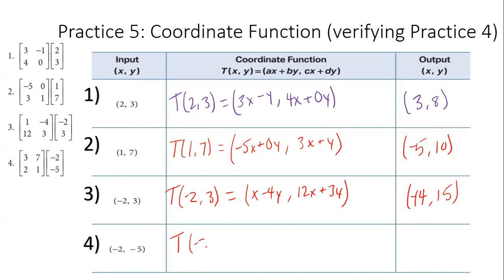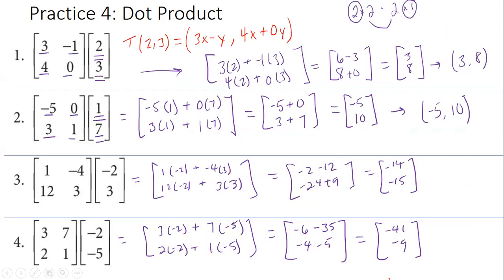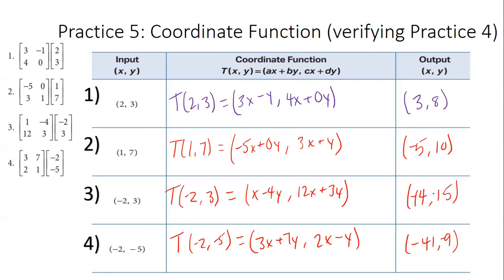Last one, T(-2, -5) equals. And again, we're on 4. So you should have 3x plus 7y, and then 2x minus y. How do we do? And what's its output? Negative 41, comma. Oh, my negative on my 15? Yeah, and for the y, that would be a positive. Oh, it is. Thank you.